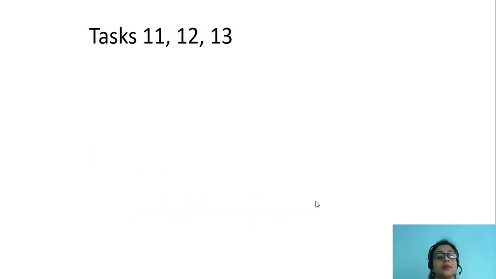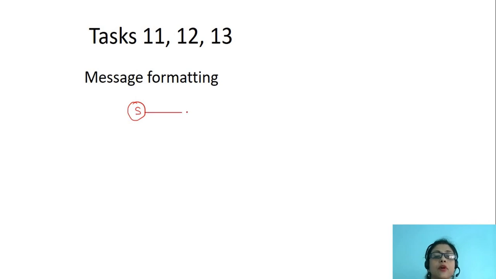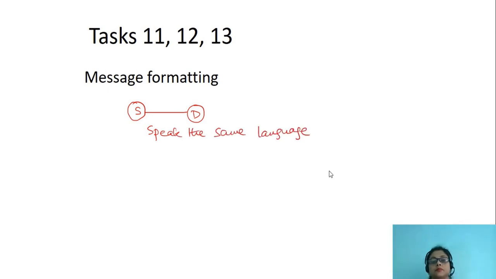Next we go to task number 11, 12 and 13. Task number 11 is message formatting. Message formatting means the two stations that are involved in data communication must speak the same language. This means if the sending station is sending in binary format, then the receiving station should also understand binary format. This is called message formatting.